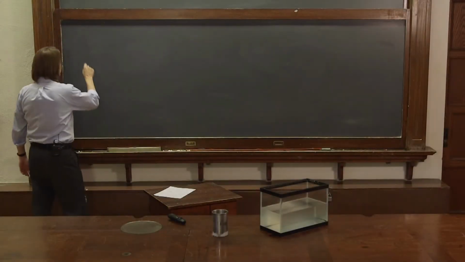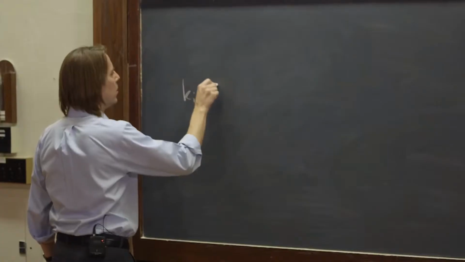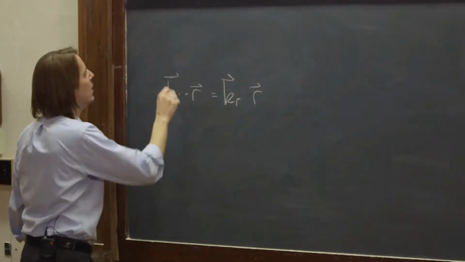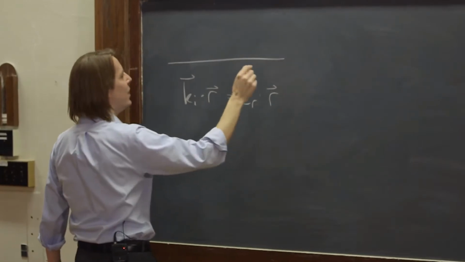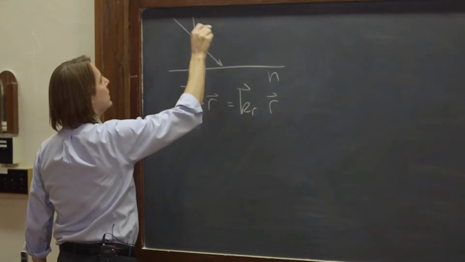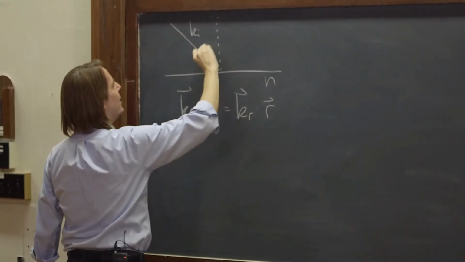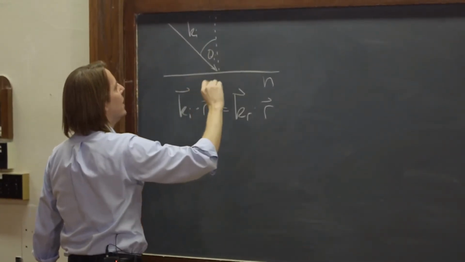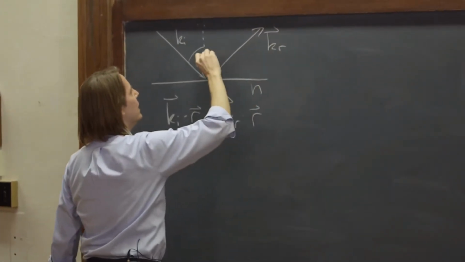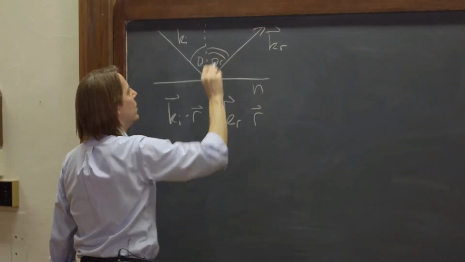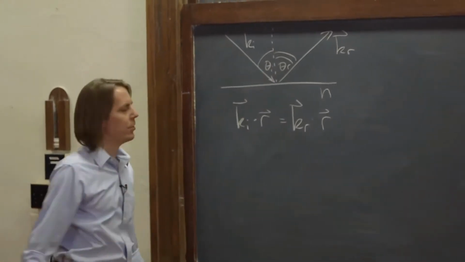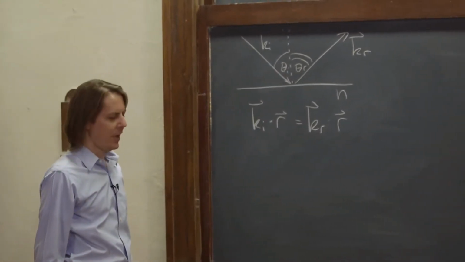Okay, let's see what this tells us, that Ki dot R equals Kr dot R. So we've decided that this happens when you have a dielectric interface at N and you have your incident K vector, Ki, that comes in at some angle to the normal, theta I, and you have a reflected wave vector Kr at an angle theta R. So we've decided that they're coplanar, but let's see what we could learn beyond that.